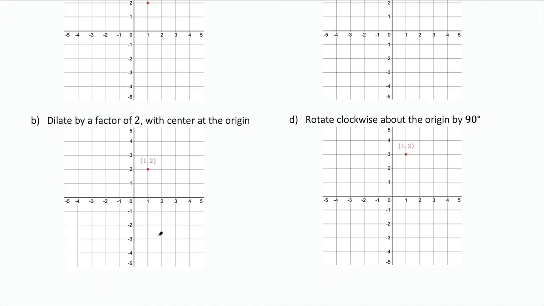For B, dilate by a factor of 2 with center at the origin. And when we're dilating with our center at the origin, we just will take the coordinates and multiply by that factor. So we'll multiply by 2 here. So 1 times 2 is 2, and 2 times 2 is 4. So we end up at the 2, 4 point.